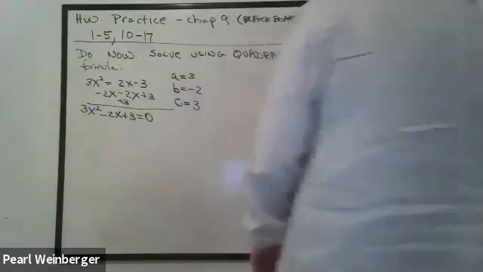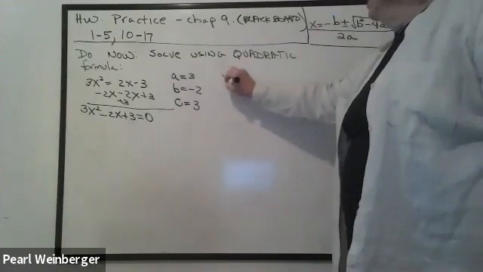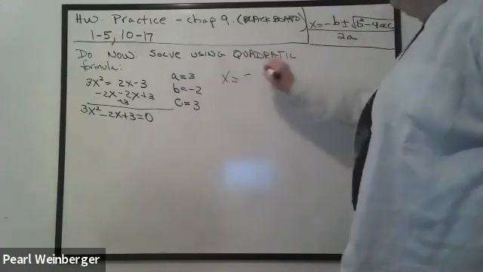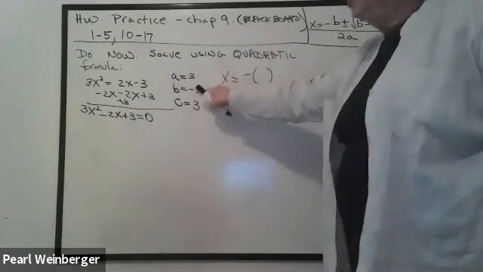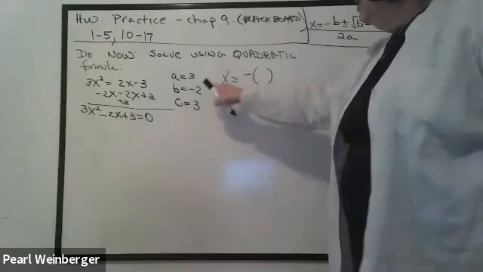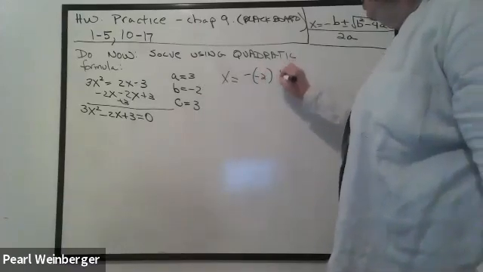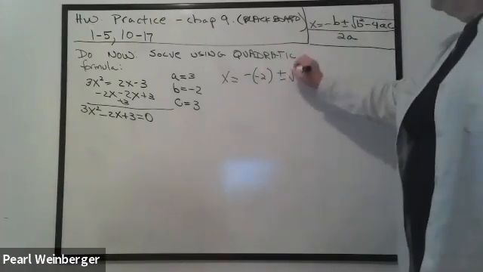And therefore, by substituting this into my formula, I'm going to get x equals negative. Now, wherever there's a letter, I put a parentheses and fill in the parentheses with the proper number. So in this case, in place of b, I'm putting in negative 2. Then there's a plus or minus. And then it says the square root.